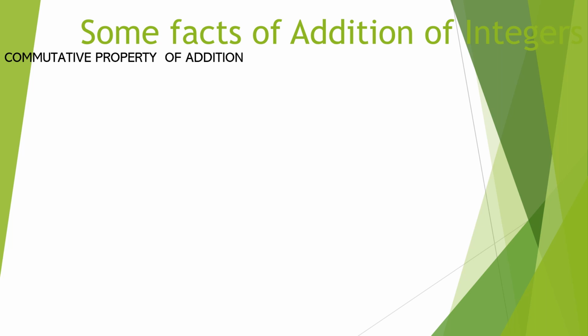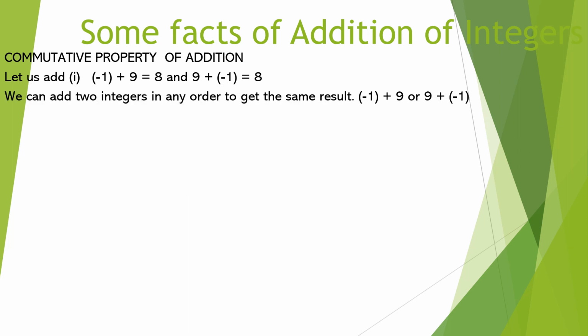Commutative property of addition. Let us add minus 1 plus 9. What do we get? 8. Now we change the order. 9 plus negative 1. What do we get? 8. So whatever be the order in which we add, we get the same result. And so we can say that minus 1 plus 9 is equal to 9 plus minus 1.